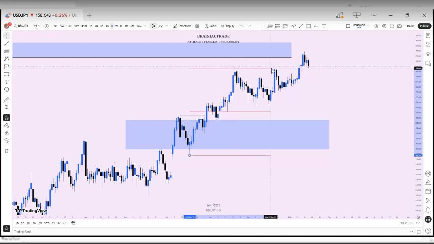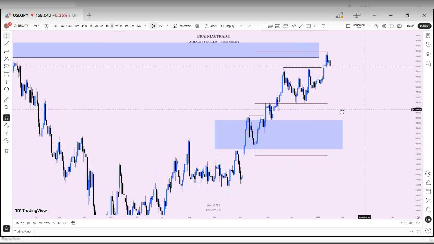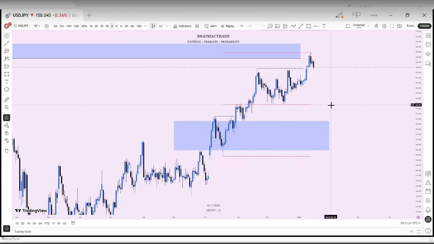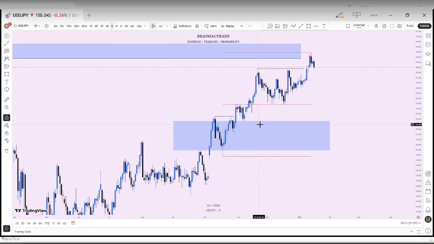You cannot place it here because this one is an internal range liquidity. The market did not take this high out, so you cannot measure it. You cannot keep it like this. No. So we'll keep it like this. You understand? So this is the point, if you want to test for reversal, this is the point.